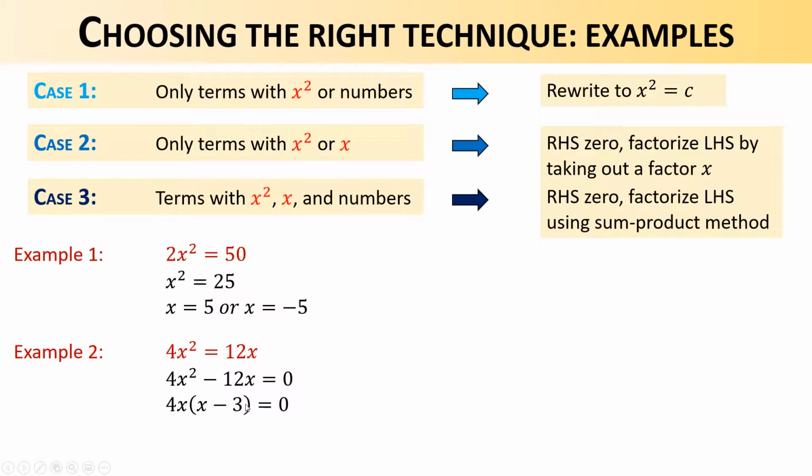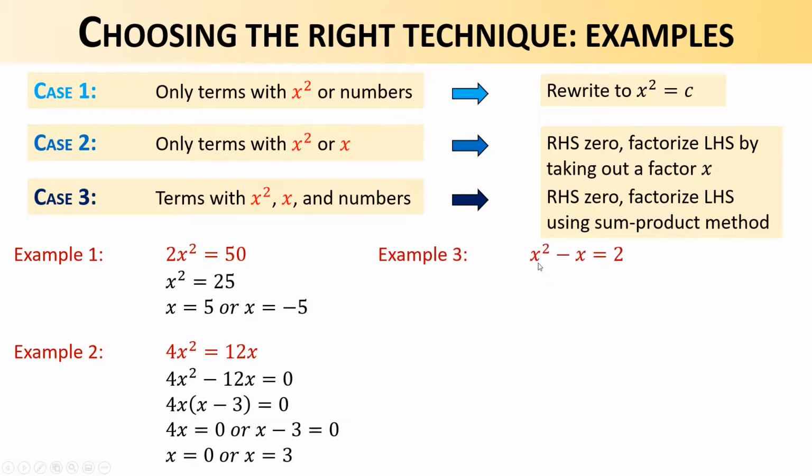And now we go on, as we're used to, by using the a times b is 0 rule. That means that either this factor is 0, 4x is 0, or x minus 3 is 0. This gives us two small equations. If 4x is 0, then x is 0. And if x minus 3 is 0, then x is 3. So this is our solution.